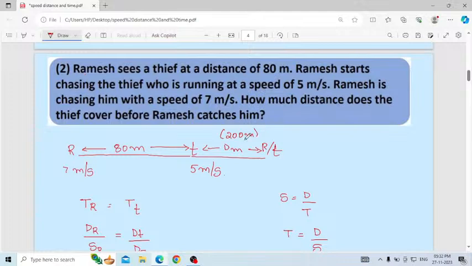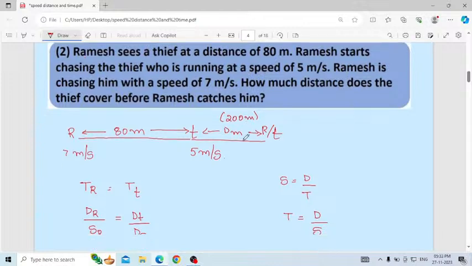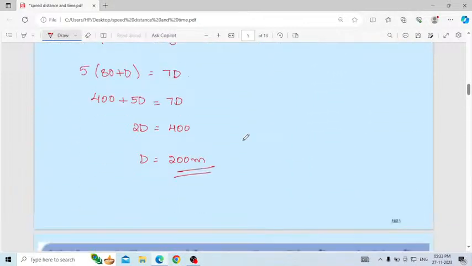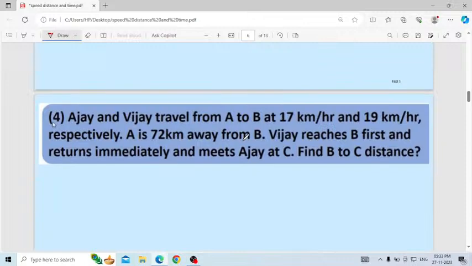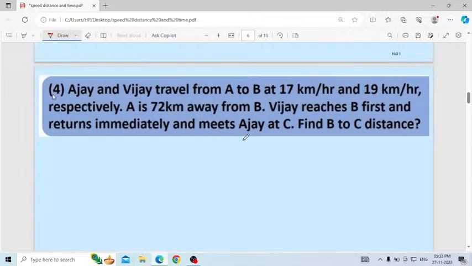When you understand the question, it will be very easy for you to solve it. Very easy question. What is the distance? How much distance does the thief cover before Ramesh catches him? It is 200 meter. Here the time taken by Ramesh and the time taken by the thief to cover a certain distance will be equal. Then you can apply this. Okay, let us move to the next question. Fourth question.